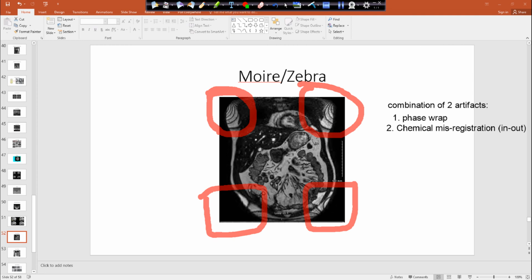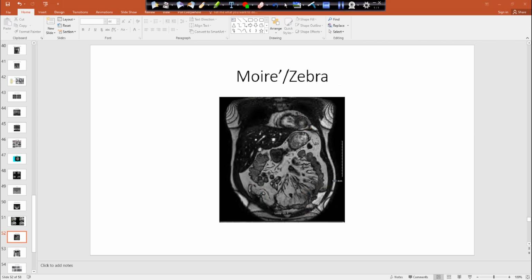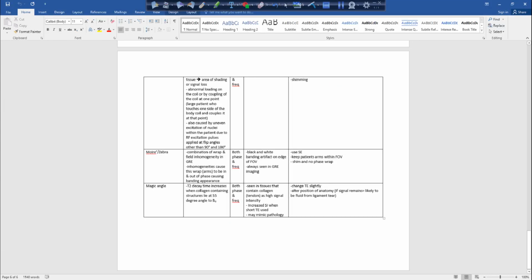So, back to the little asterisk on there. So here you can see a combination of wrap and field inhomogeneity and a gradient echo. This inhomogeneity causes the wrapped arms to be in and out of phase, causing that banding appearance at the edges of the field of view. So black and white, edge of field of view, always seen in gradient echo imaging.